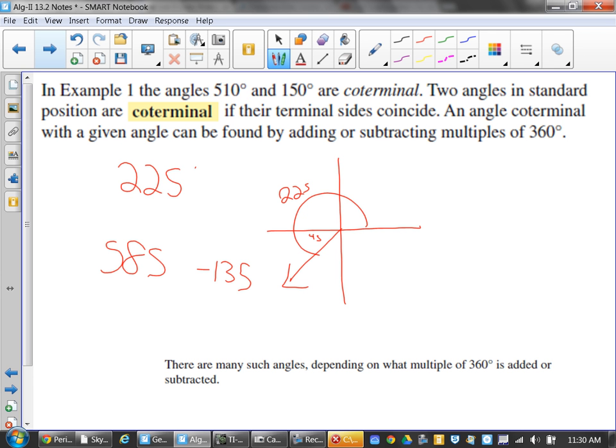Is it always this clean and simple when it's within one revolution? Not really. Sometimes you have to go, well, what happens if your angle's 900 degrees? Yes, ma'am.